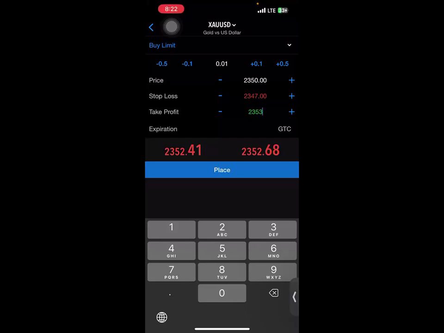This place means that we want to place this trade. We're not entering the trade yet. We want to place it so that when it gets to 23.50, we're going to enter this particular market. So all we need to do is click place.